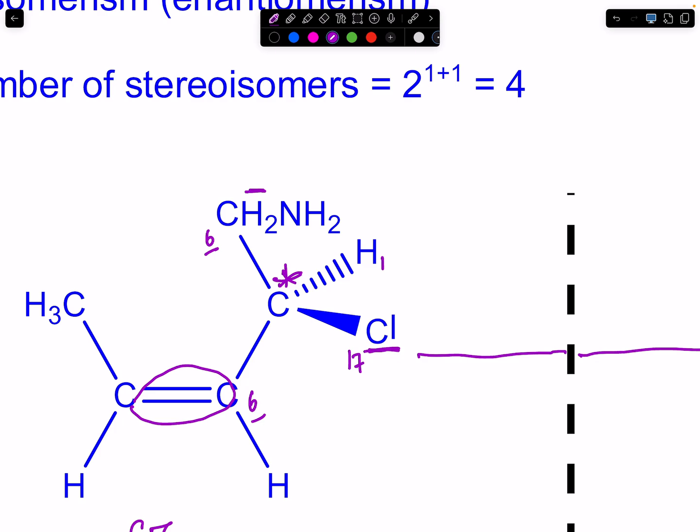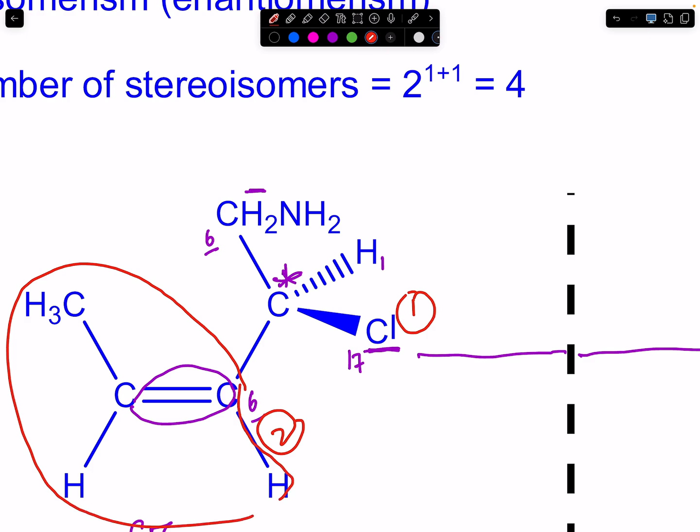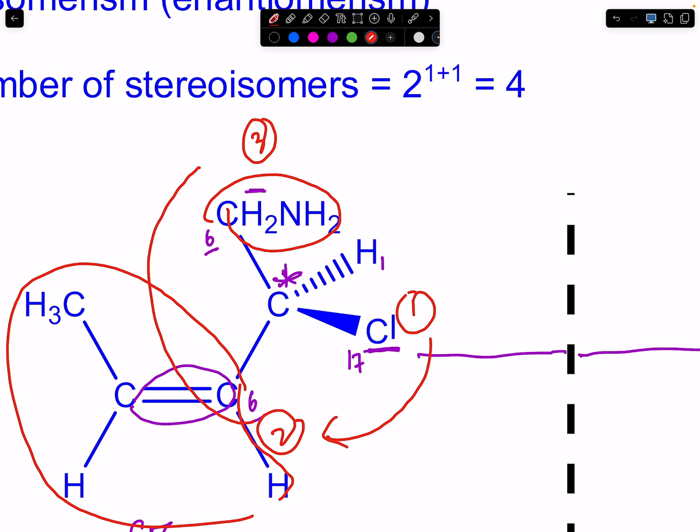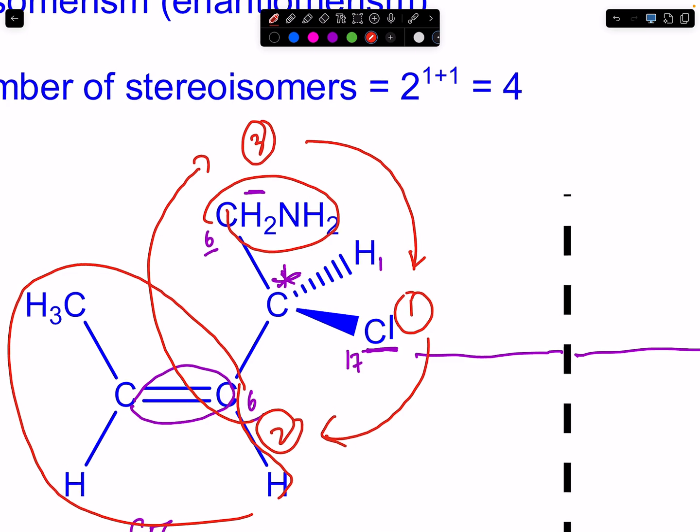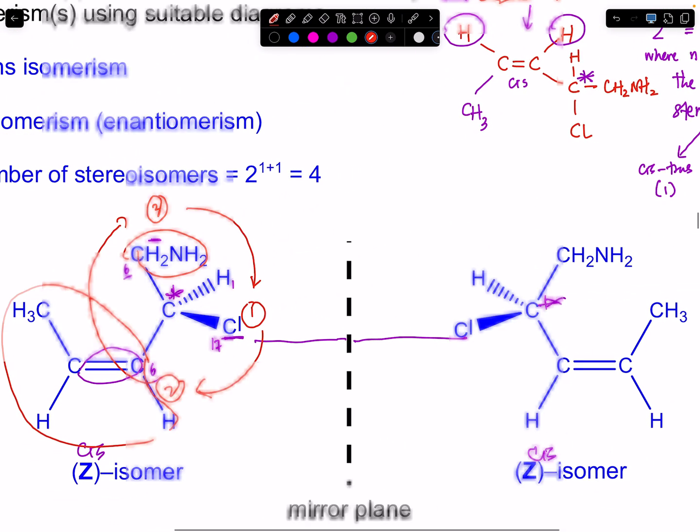Okay. So as such, I'm going to label priority in red. This is priority group number 1. This whole group here is priority group number 2. This whole group here is priority group number 3. So you go from 1 to 2, 2 to 3. What direction is this, guys? Clockwise direction.